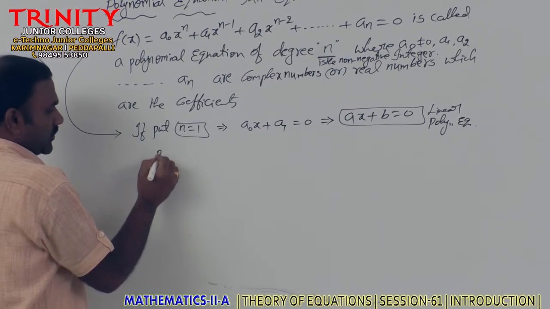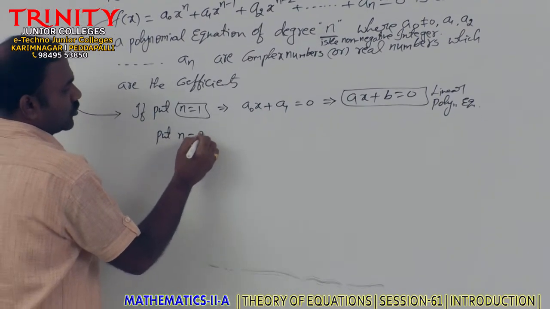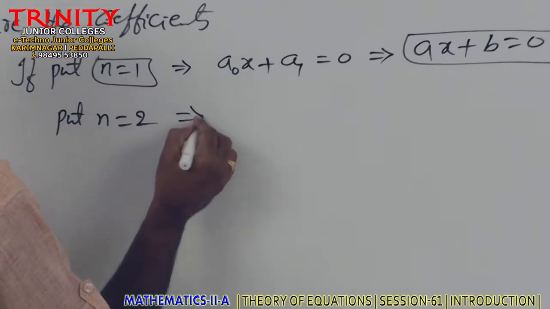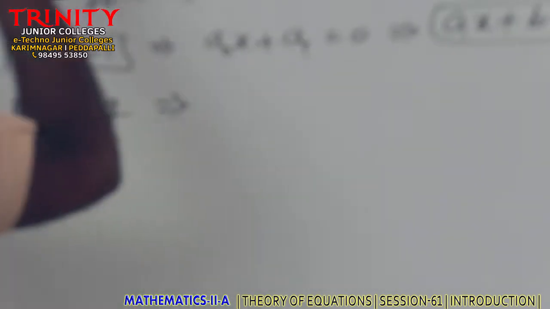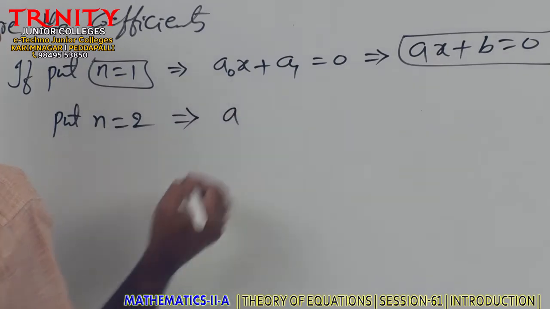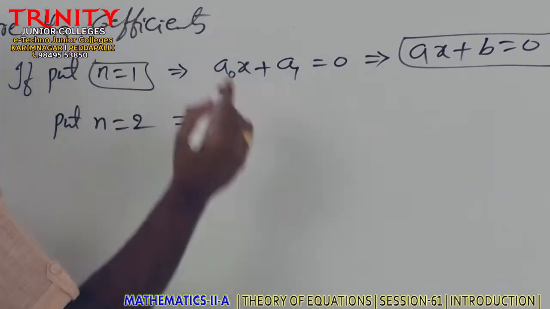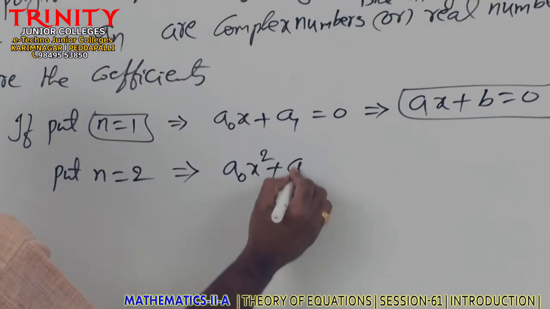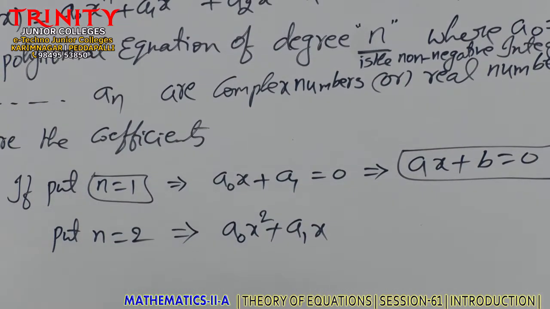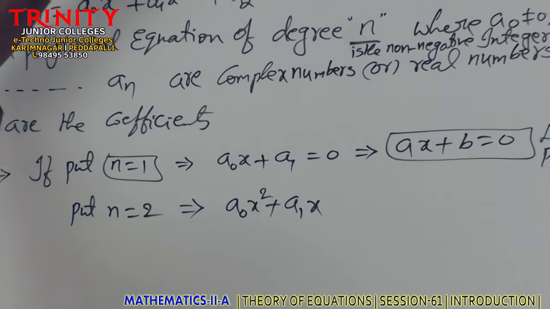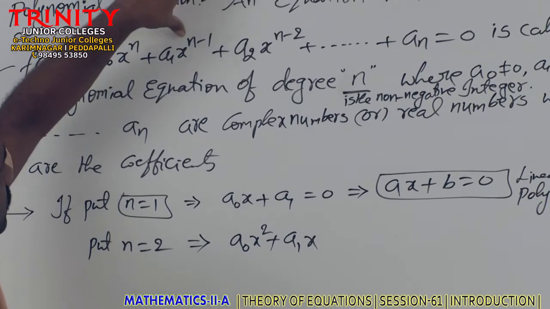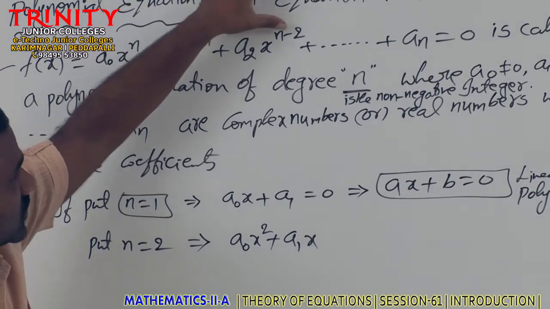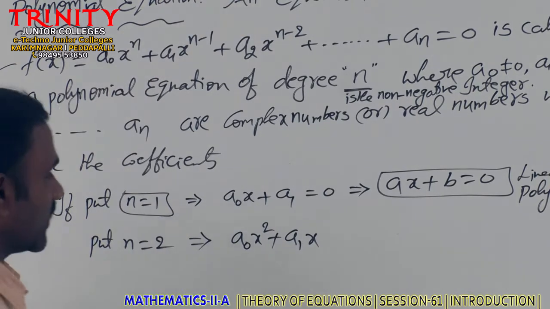If suppose you put n is equal to 2, then what does it become? It is a naught x square plus a1 x. Why? Because if you take n is equal to 2, then it becomes x square. This is 2 minus 1, that is nothing but x. This is 2 minus 2, which is nothing but 0, means it is a constant.